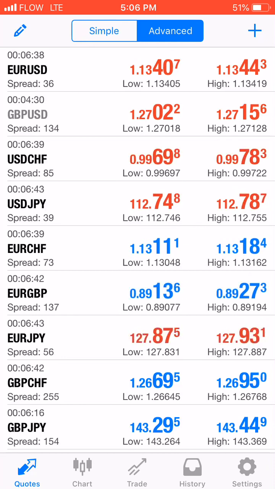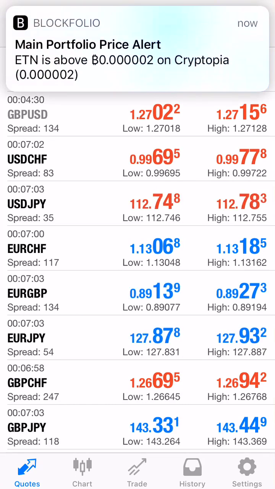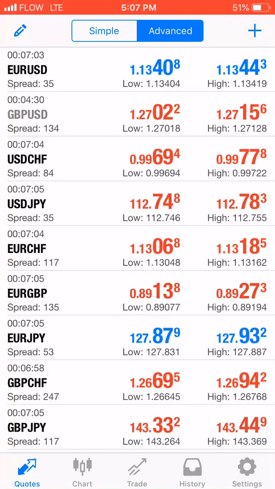What's the spread? The spread is the difference between the buy price and the sell price. Now, why is this important to you? Well, this is important because if you decide to take a trade and the spread is enormously large, you have to have a much bigger movement before you even get in profit, right? So, for example, look right below at Great Britain Pound USD. That's 134 pips is the spread.